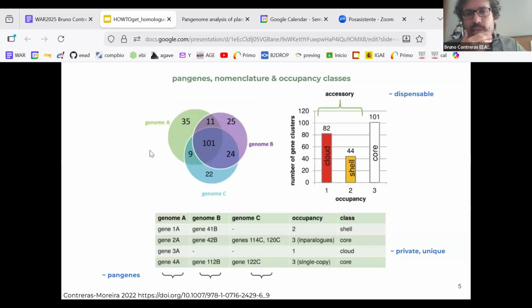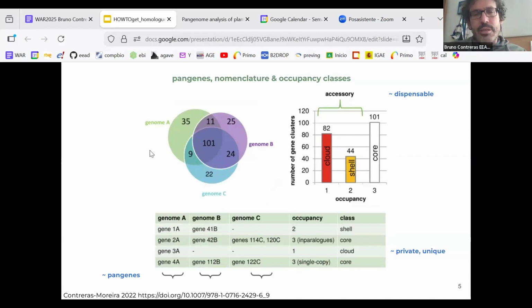These two papers prompted a lot of interest, and new names and new concepts were needed to understand what was going on. In this slide, what I'm trying to do is explain some of this nomenclature and concepts. On the left side up, you see a Venn diagram of three toy genomes, genome A, B, and C.